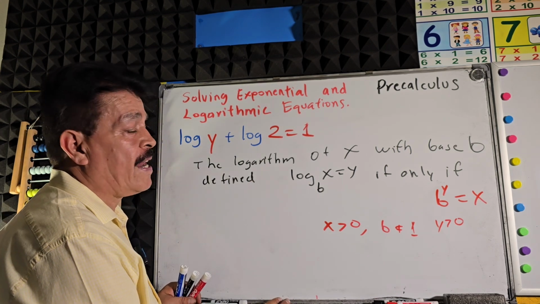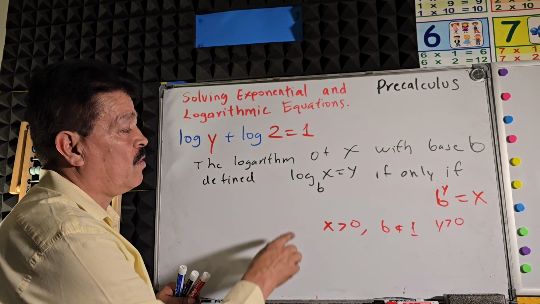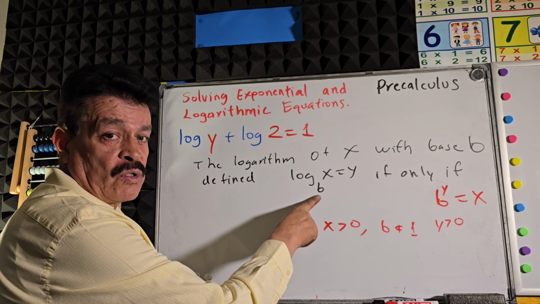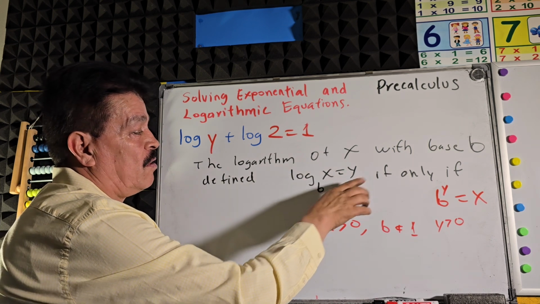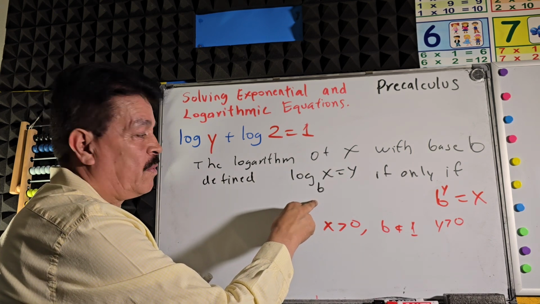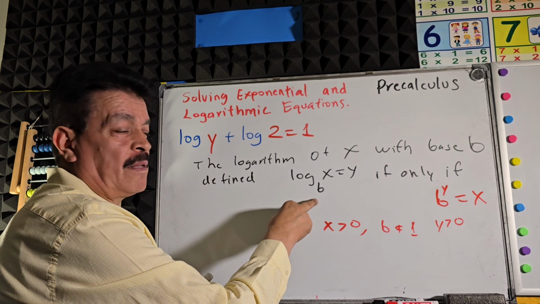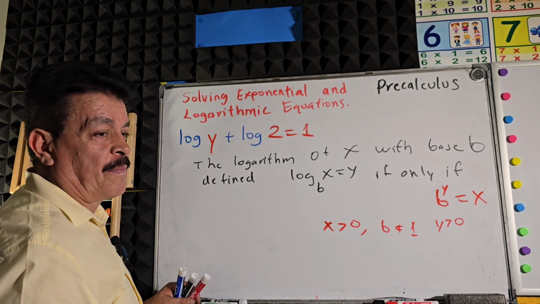The common logarithm: we don't have to write the base. Just write the logarithm of the number, without the base 10. We don't have to write the 10 in the base.